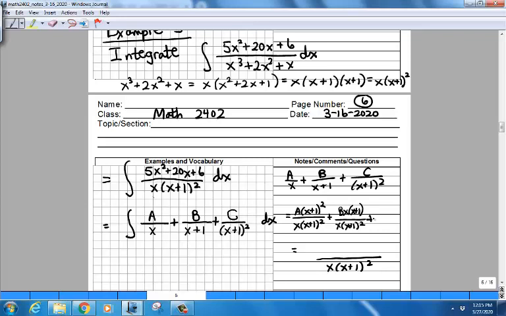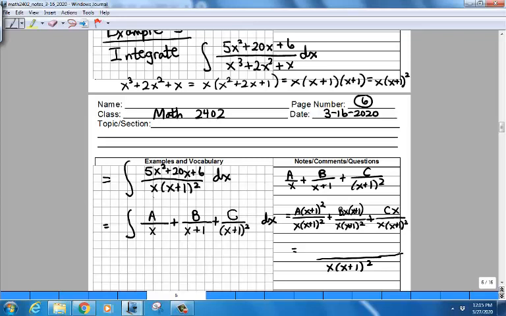And finally, what about this third fraction? Well, let's see. I've got the x plus 1 squared, right? But I'm missing this factor of x, so I have to multiply top and bottom by x. So that's what these three fractions will look like when you give them the correct common denominator.